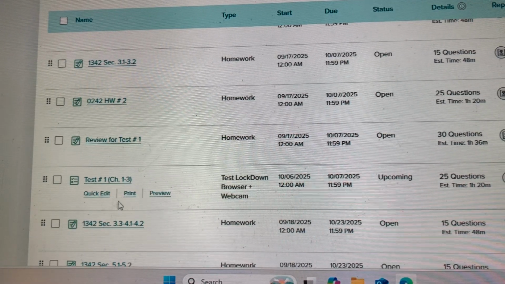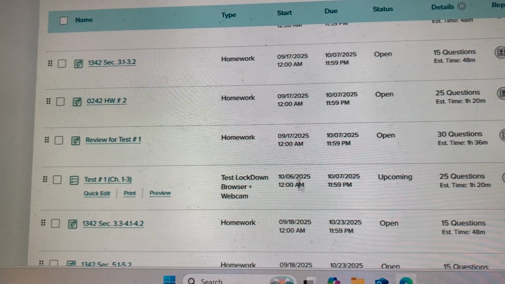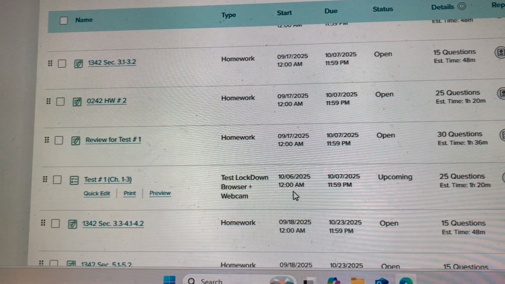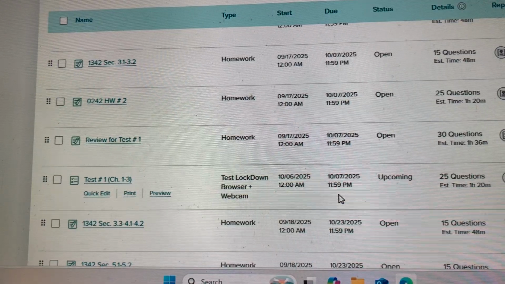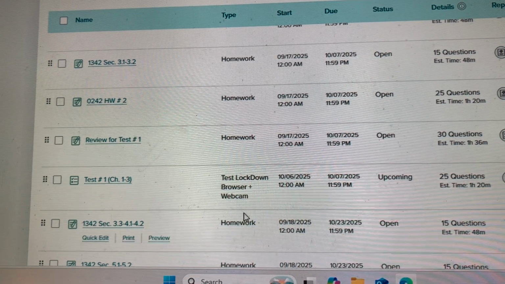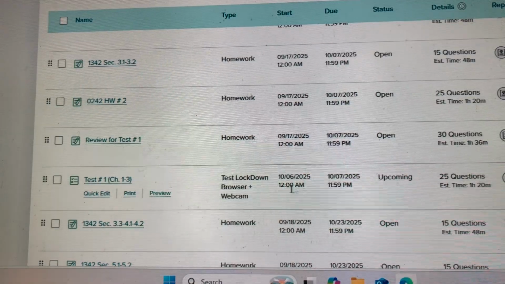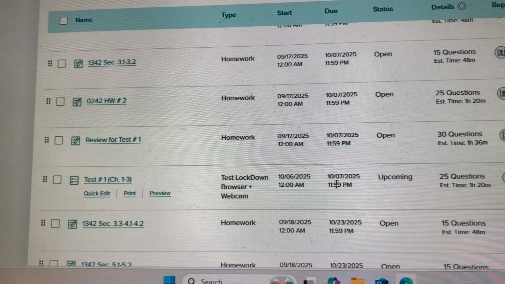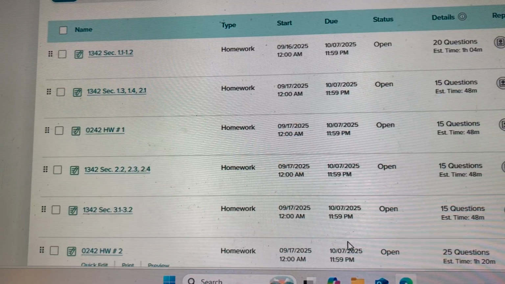The test might not be visible to you right now, but maybe it is. But it may not be visible until it opens on October 6th at midnight. And then you get a 48-hour window till the next day at the end of the day, 11:59 p.m. on October 7th. And you do need to use the lockdown browser and webcam to take the test. So all the homework and review are due on October 7th at 11:59 p.m. because that's when you're taking your test.